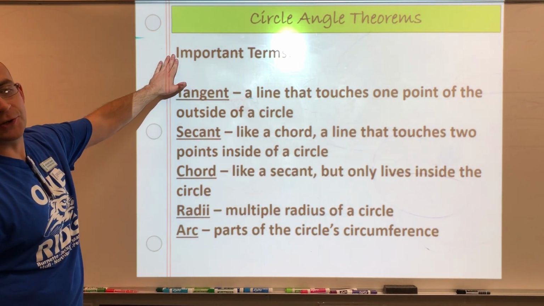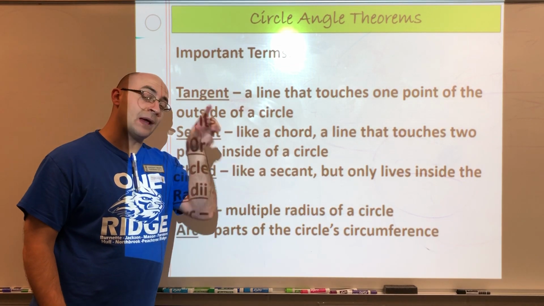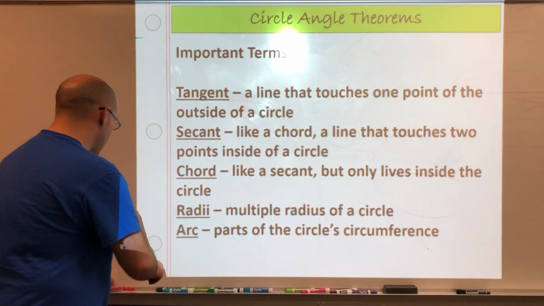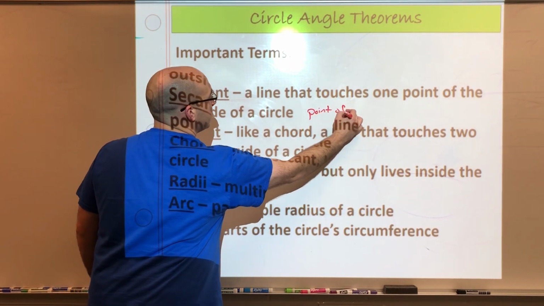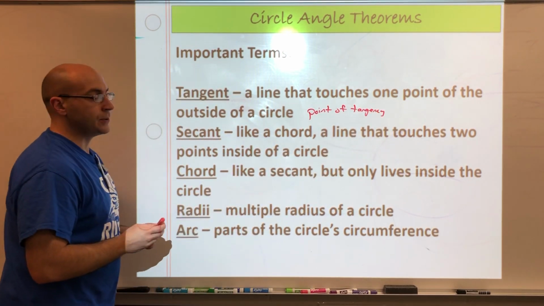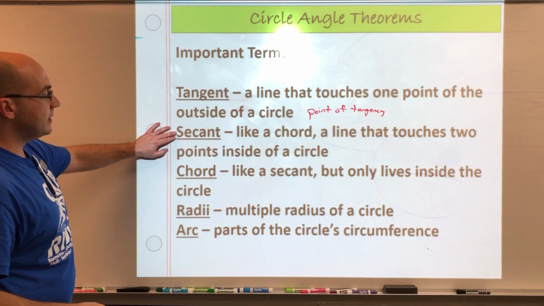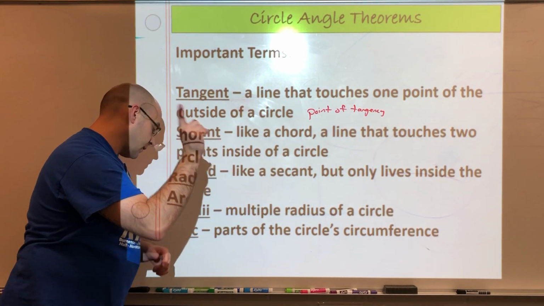Important terms to know about circle angle theorems. A tangent line is a line that touches the circle at one point, and that point, and I don't have it on here, is called the point of tangency. Okay, point of tangency. And you're going to need to know that as we go through the school year. Okay? The secant, it's kind of like a chord, but a secant goes through the circle in two spots.